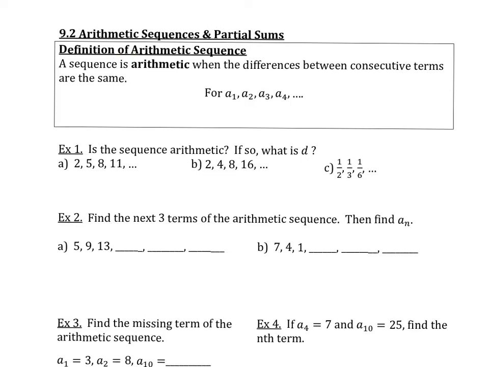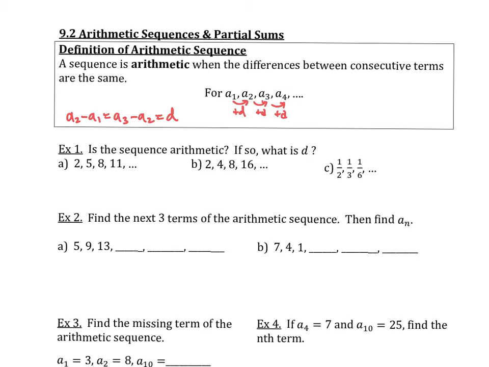A sequence is arithmetic when the differences between consecutive terms are the same. So if this was my sequence A1, A2, A3, A4, etc., if I went from A1 to A2, I add some value D, and then I add D the next time, and I add D the next time. And D could be negative, but D would represent the difference. If you need to find the difference, you could also do something like A2 minus A1, subtract any two consecutive terms. Okay, and you should figure out what the difference is in that sequence.